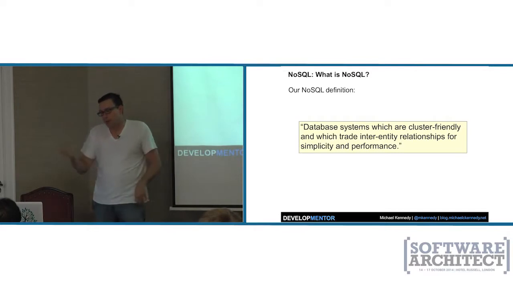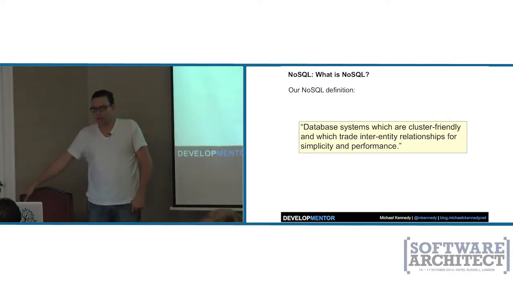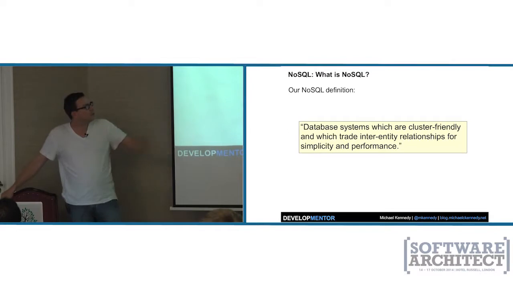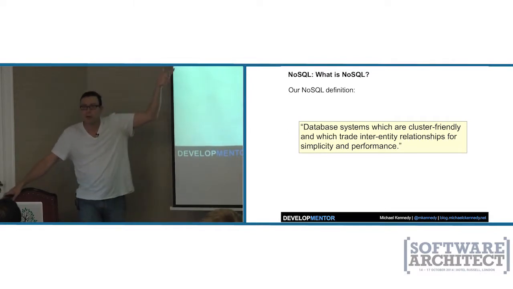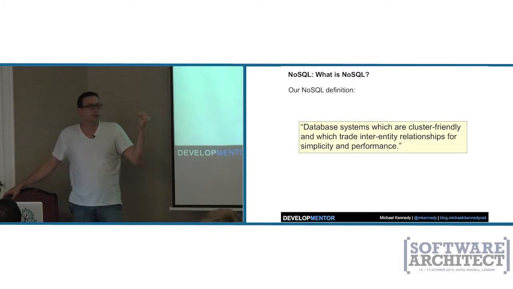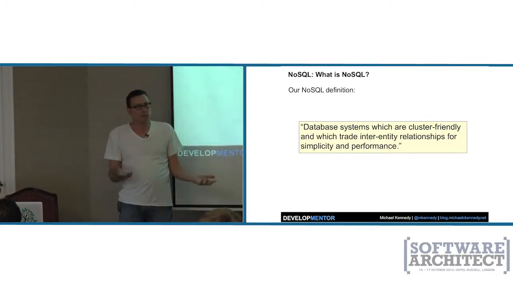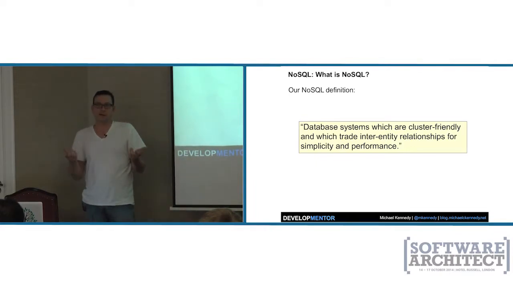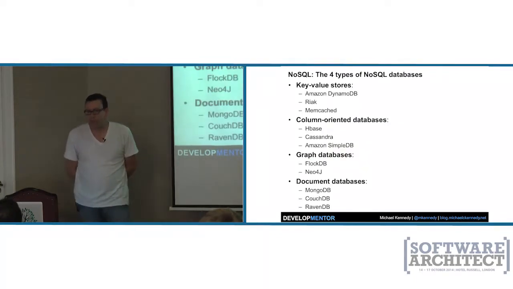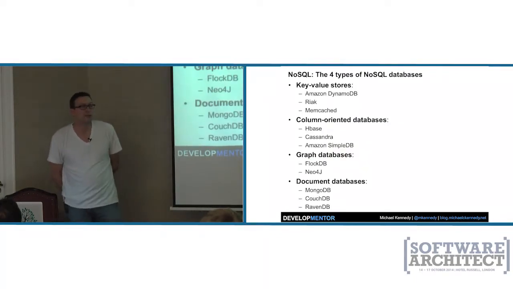So my definition, inspired by the original meaning, is that NoSQL systems are databases built to be cluster-friendly or horizontally scalable-friendly, and they give up certain things like joins across records and certain types of transactions in order to make horizontal scale one of their primary features. There are actually 4 types of NoSQL databases in the general industry, but only 3 of them land in my definition.